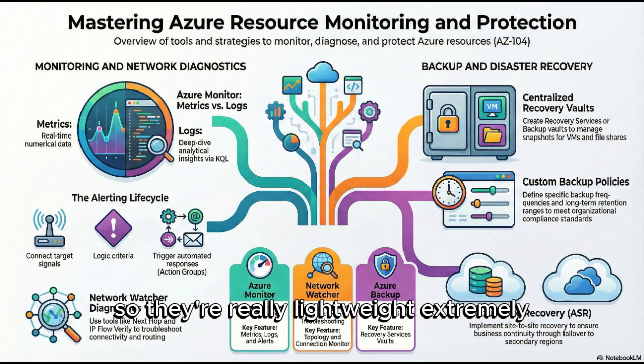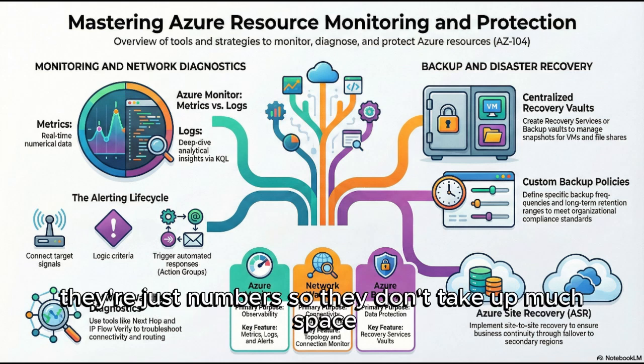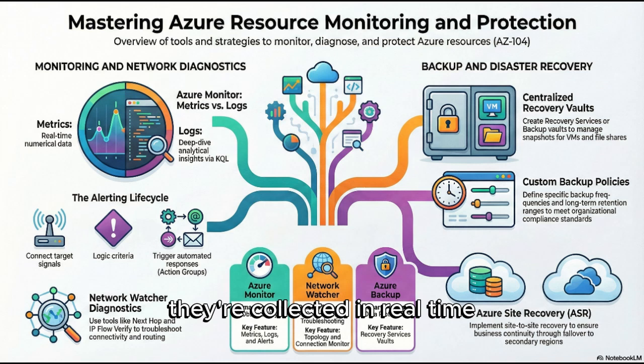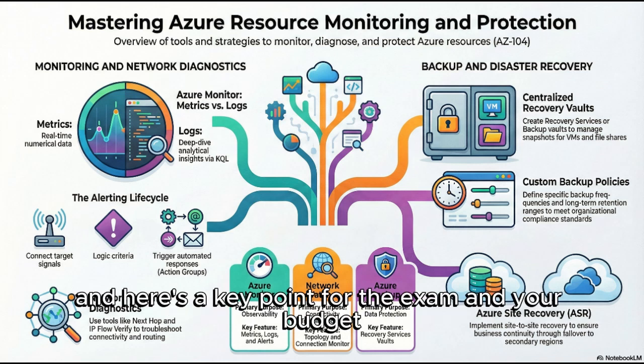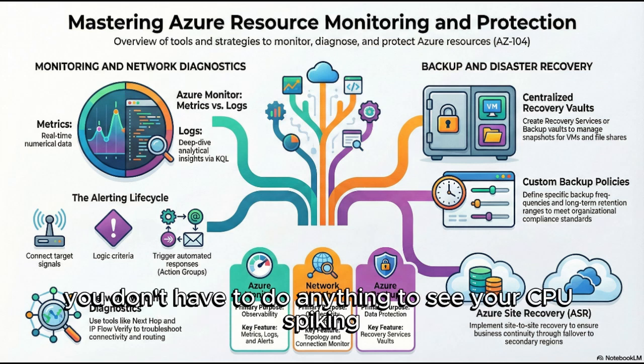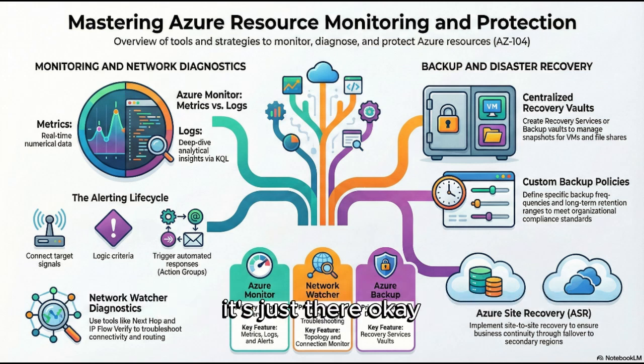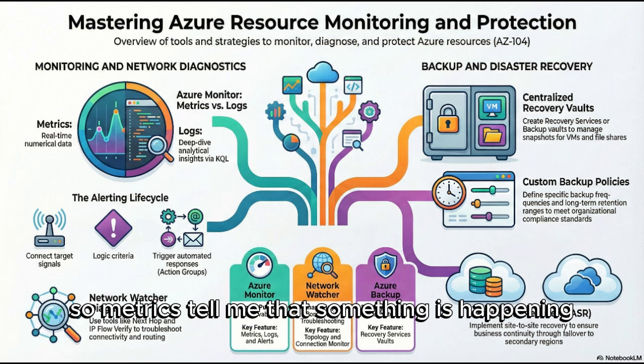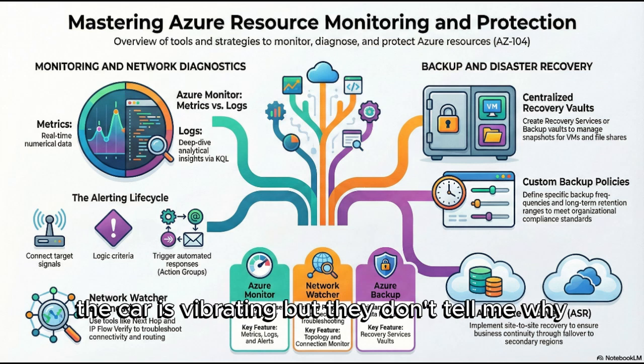So they're really lightweight. Extremely. They're just numbers, so they don't take up much space. They're collected in real time. And here's a key point for the exam, and your budget: host-level metrics are generally free. You don't have to do anything to see your CPU spiking. It's just there. Okay, so metrics tell me that something is happening. The car is vibrating, but they don't tell me why.